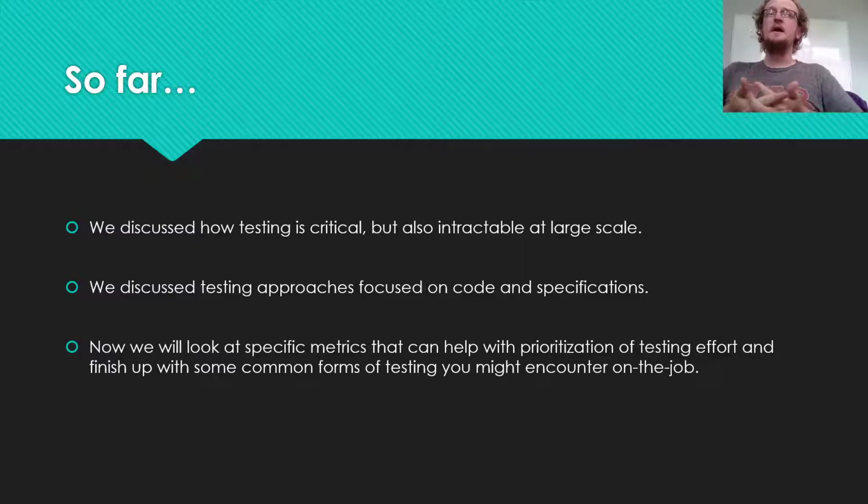So what we're going to do now is talk about some specific quantifiable metrics that you can compute to help you with prioritizing testing. We're also going to talk about practically why it is important to not do intractable things. And then we're going to end with a brief discussion of all of the different kinds of testing that you might hear as buzzwords in the industry.